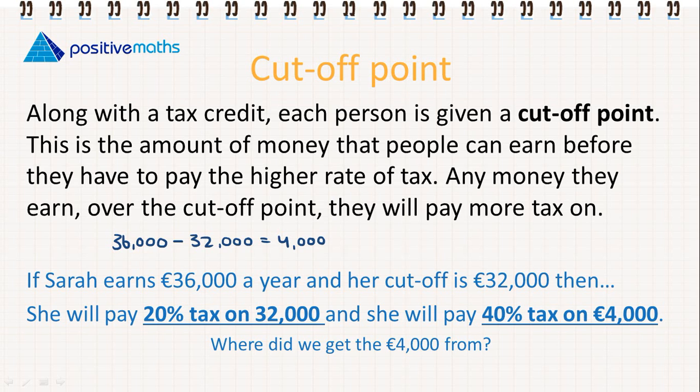So really, we're breaking up her gross income into two different parts. It's broken into her cutoff point and any amount over the cutoff. So then she's taxed at the lower rate on $32,000 and at the higher rate on any money above.